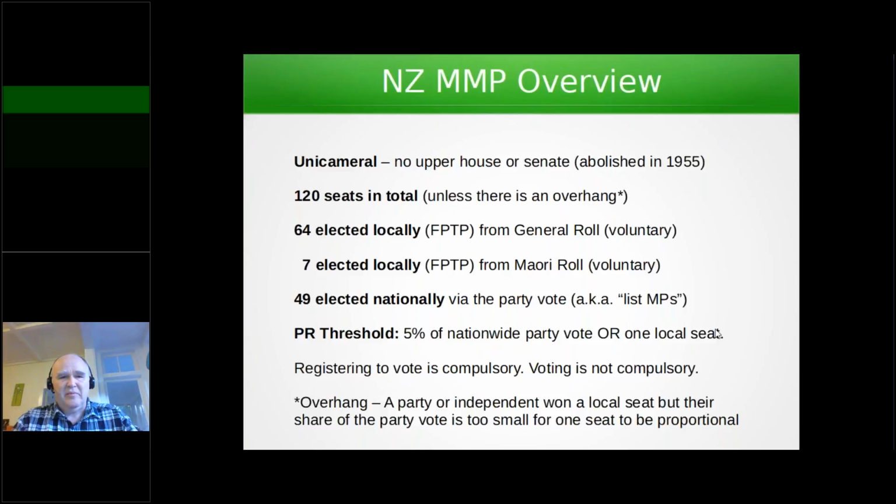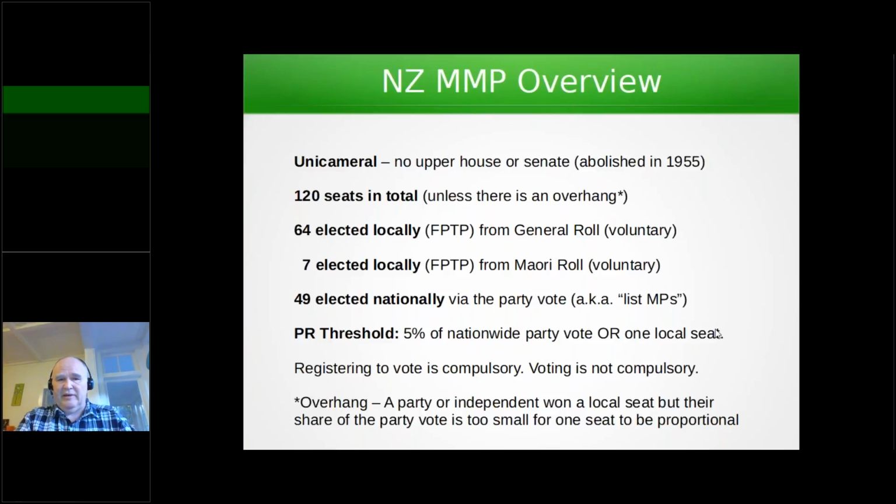Now, the 120 seats: there are 64 elected locally on the general roll, which is voluntary. You can just go on the general roll, and they're first past the post like they always were. And there are 7 additional local electorates which are mapped over top of all the others, and that's the Maori roll. People who are Maori, or I think if you decide to identify as Maori, whether you are or not, can go on the Maori roll.